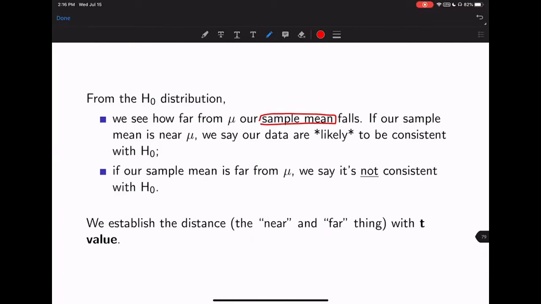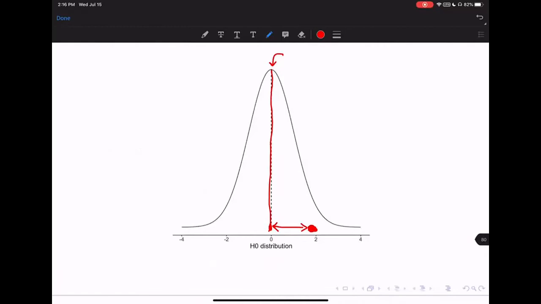So how do we go about establishing the distance, right? How do we go about measuring the distance? How do we know if it's far or if it's near? So we measure this distance, the one right here. Let me repeat, this is our sample mean. We measure this distance with something called t statistics, or t value. What we get is the t value. What it does, again, is to capture this distance right here.